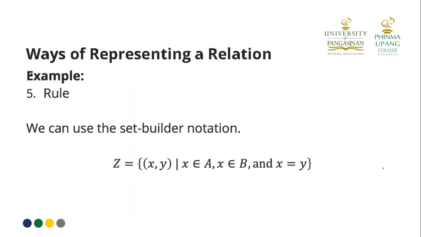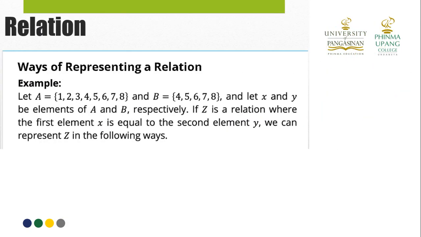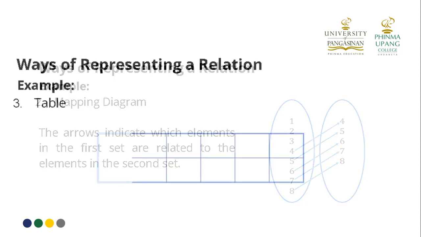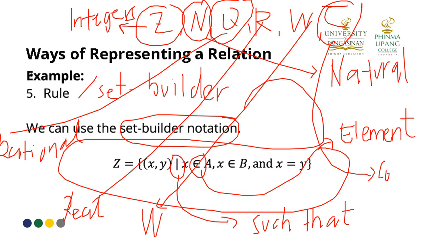Next, again, we have the ways of representing a relation. The first one is the roster form, the mapping diagram, the table, the graph, and the set builder notation.